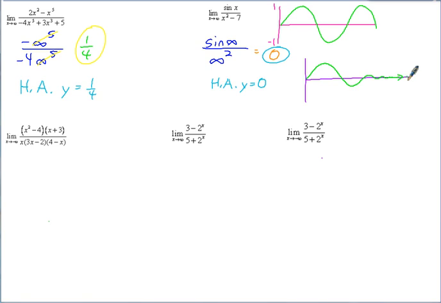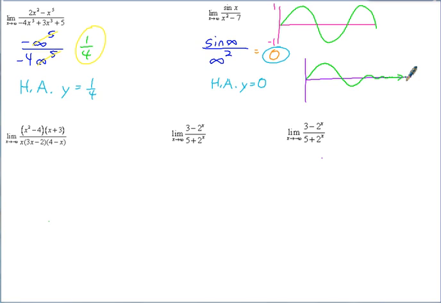So one of the common misconceptions about horizontal asymptotes is that they are never crossed. But that is not true. Horizontal asymptotes can be crossed. As we can see, this one gets crossed several times, the y equals 0. It's the vertical asymptotes that are never crossed. Horizontal ones can actually be crossed. Sometimes they are.